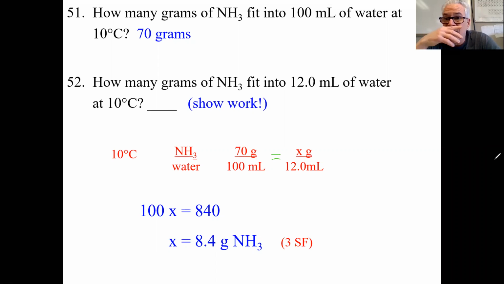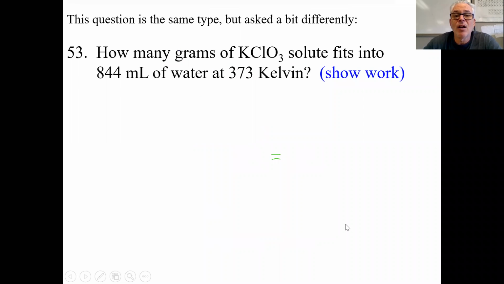And this happens only at 10 degrees. At different temperatures, it's a different number. You got to use table G to your advantage. All right? Oh, look, that equal sign. We'll see it carried over. We'll see if it works.